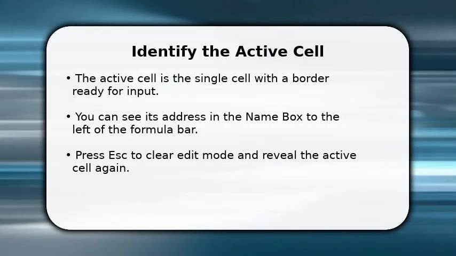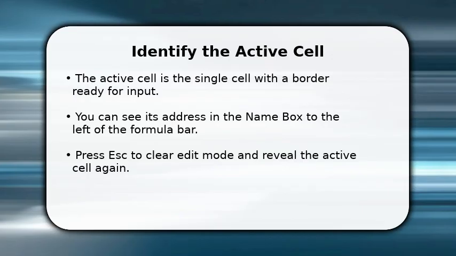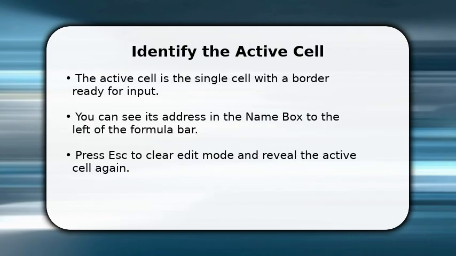Start by understanding what the active cell means in Excel. The active cell is the single cell with a thicker border ready for input. You can immediately identify it by looking at the name box to the left of the formula bar. If you are editing a cell, press ESC to exit edit mode and reveal the active cell again.